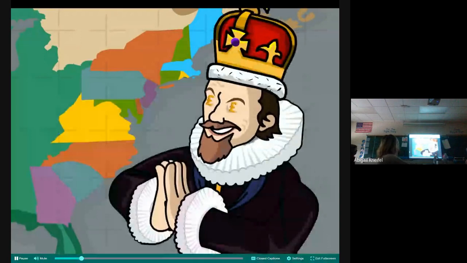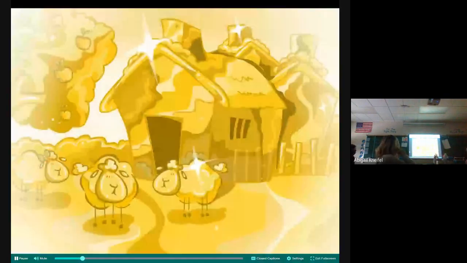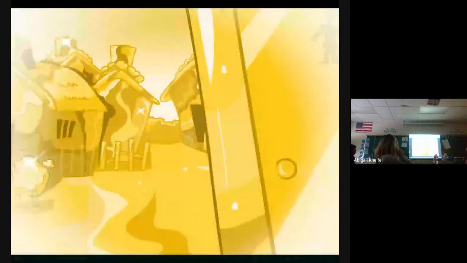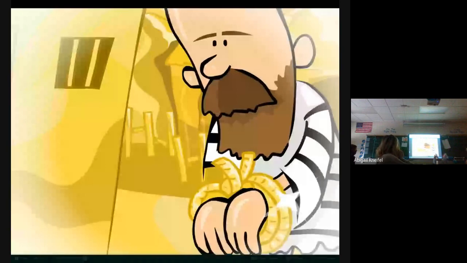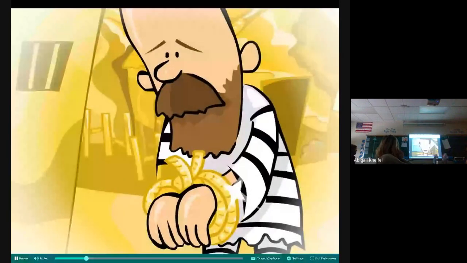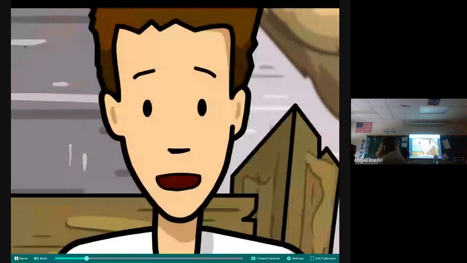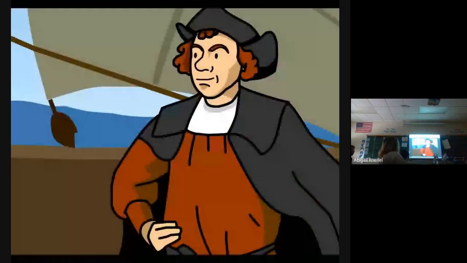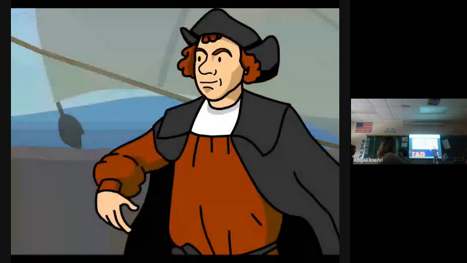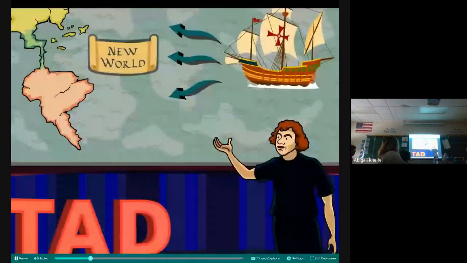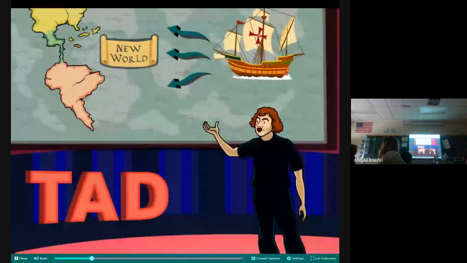A popular British play at the time described Virginia as a paradise coated in gold. Streets were filled with it, toilets were made of it, prisoners were even bound with golden rope. Of course, the play's authors had never been to Virginia, but Europe was obsessed with stories about riches in the so-called New World. It started with Christopher Columbus bringing back news of the Americas in 1493. Then the race was on to snatch up all that land.